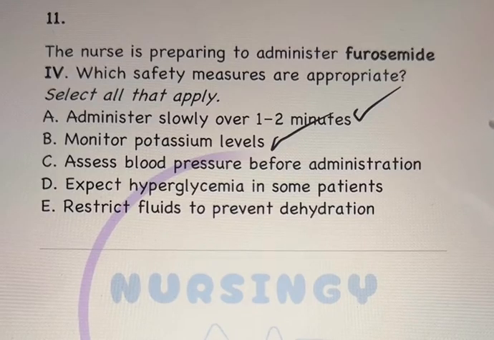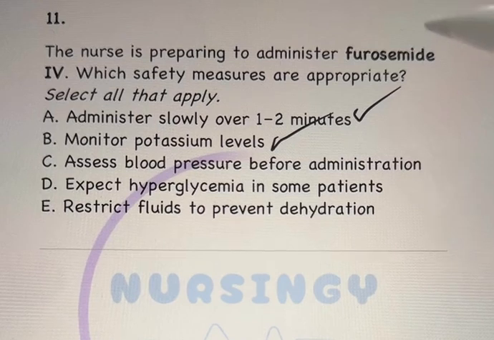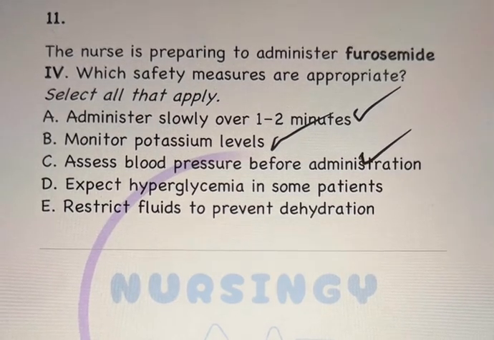Okay, assess blood pressure before administration. Do we need to do that? Yes, definitely yes. Because what will happen if we are not assessing? It is a potent loop diuretic. The patient's blood pressure is going to fall significantly. Okay, so we need to assess C also.